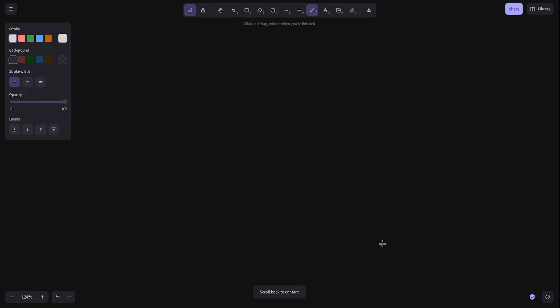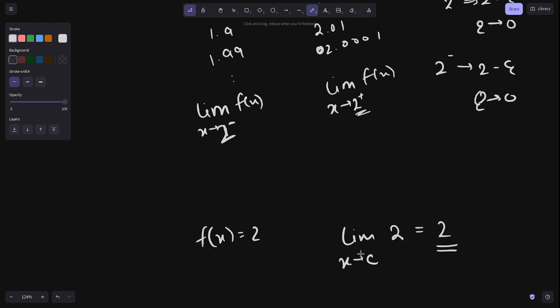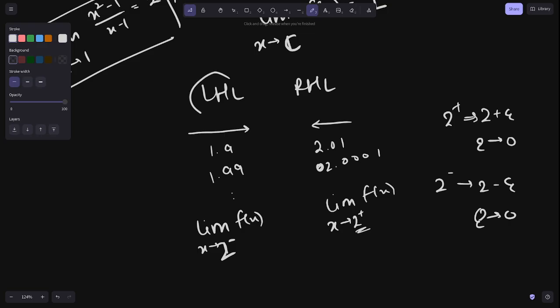So let's see if we have a constant function. Let's say f of x is 2. So the limit as x tends to any constant will always be 2 logically. Whatever the input is, it will converge to the value of 2. Additionally, you have to realize something. This is called the LHL. This is the RHL.